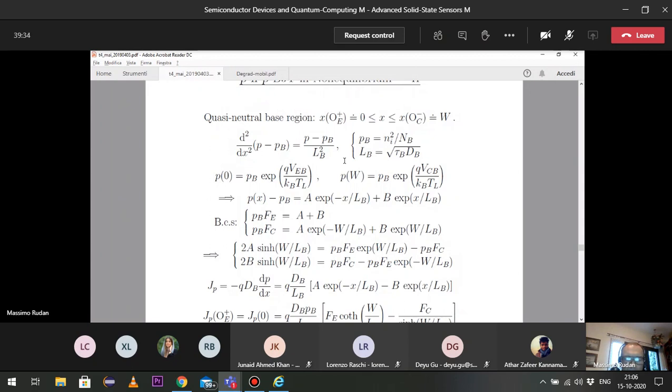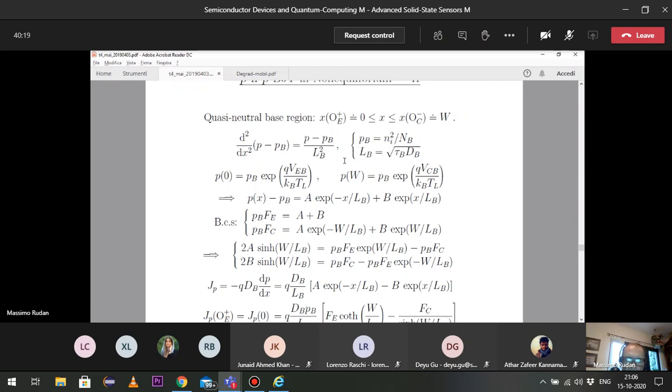Now, when we apply the boundary conditions, we have to apply the Shockley conditions on both sides because there is no asymptotic condition. So we must say that P at 0 is equal to Pb exponential of Q over Kt VEB, whereas P at W is equal to Pb exponential of Q over Kt times VCB. Okay, so the two boundary conditions embed the two voltages, the two independent voltages that are applied to the device.